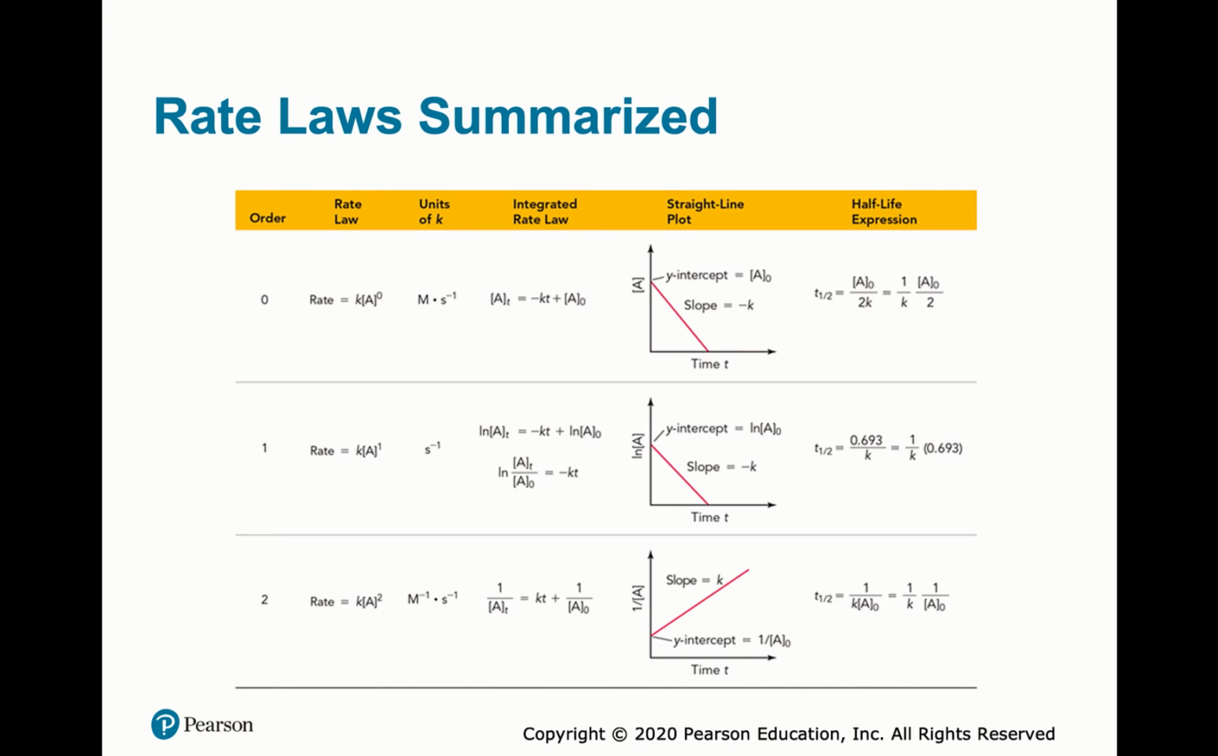So here's a summary of the different integrated rate laws: zero order, first order, second order, and what their integrated rate laws look like. For the half-life, if you're wondering, for the first order it's the natural log of 2 over k. So that's all that is.